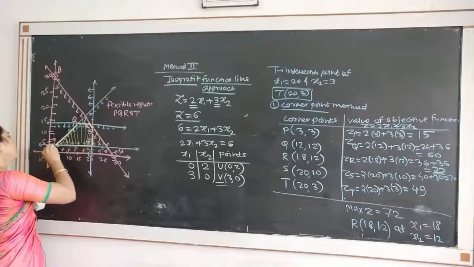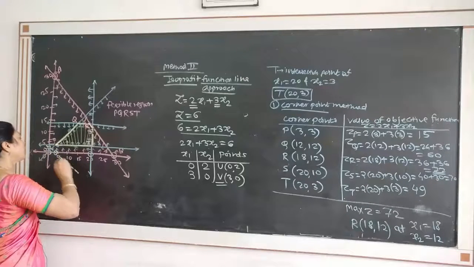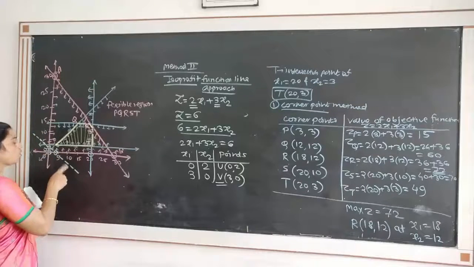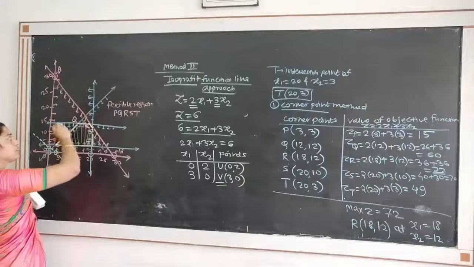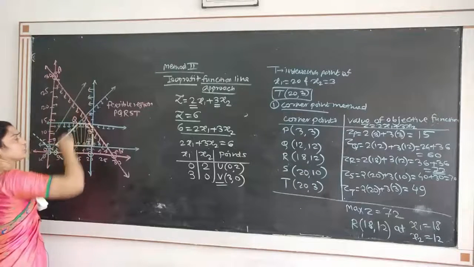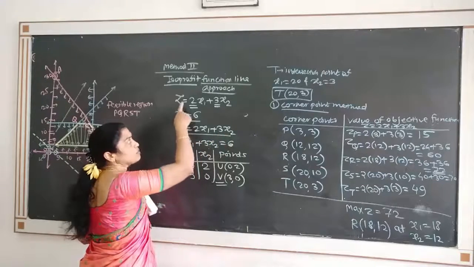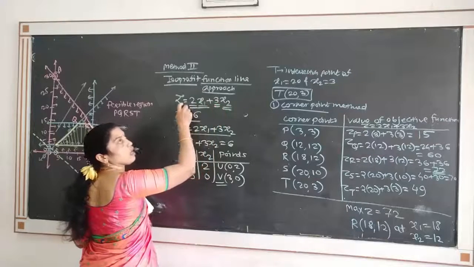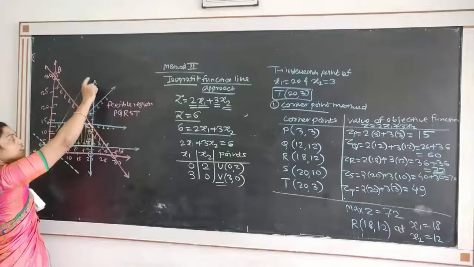So this dotted line is the objective function line. Now we want to move the line parallel in the increasing direction of z. Z increases in this direction. Why? As x1 and x2 increase, the value of z also increases, and therefore the increasing direction of z is this.